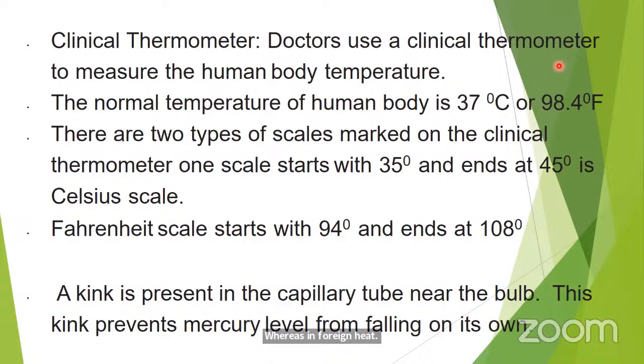Normal temperature of the human body, how much it is showing? 37 degrees Celsius in a Celsius scale and 98.4 degree Fahrenheit. Either of that. Normal body temperature varies by person, age, activity and time of the day. On average, we say that the human body temperature is 37 degrees Celsius or 98.4 degree Fahrenheit.